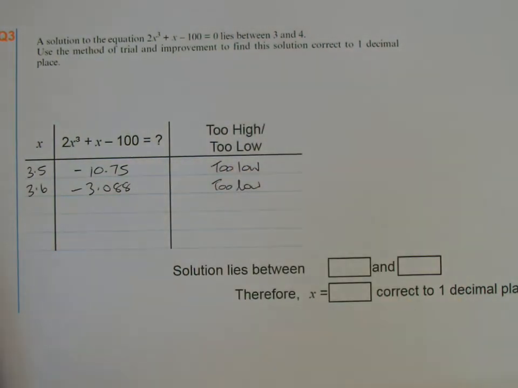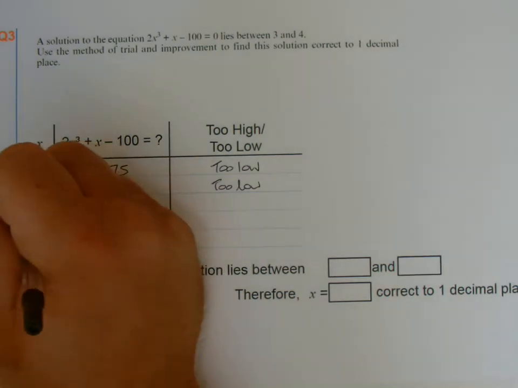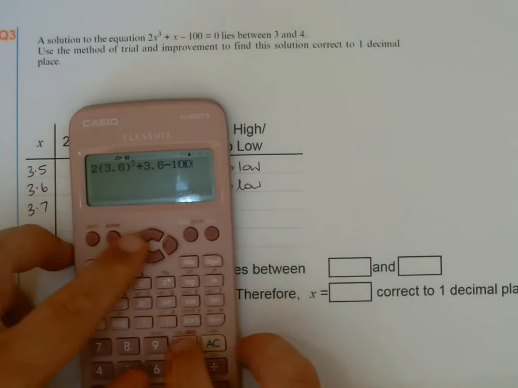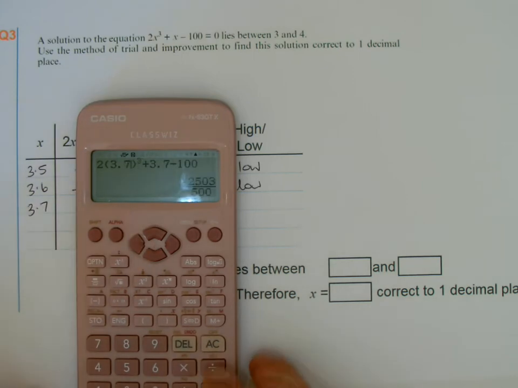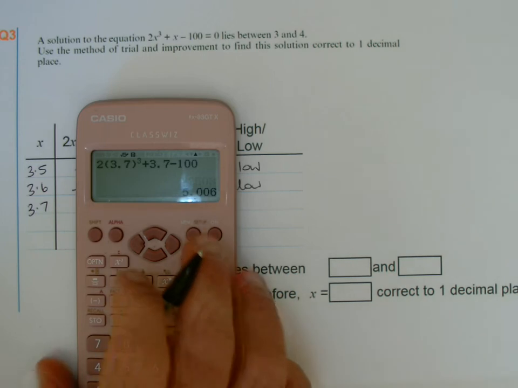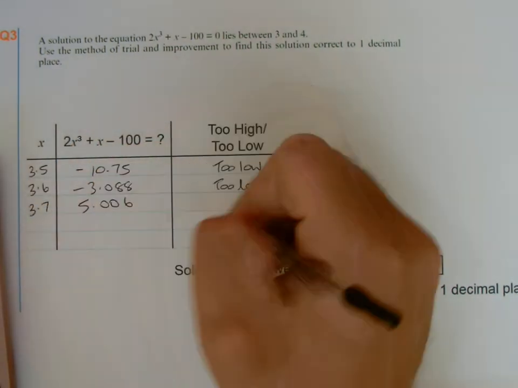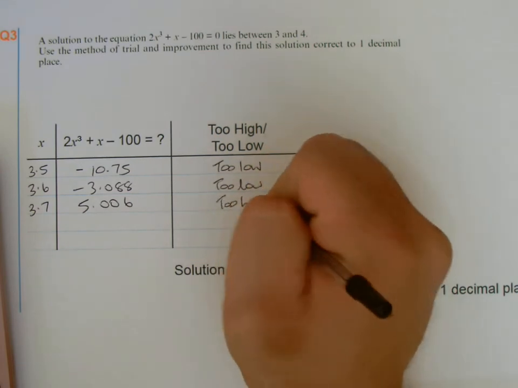Okay, it's less than 0. So 3.6 is too low. So let's try then a higher value, 3.7. Okay, let's go back here. Change that to 7, 3.7, and look what happens this time. SD button, we get a positive value, 5.006. Write it all down. Obviously it's producing an answer which is too high, all right?